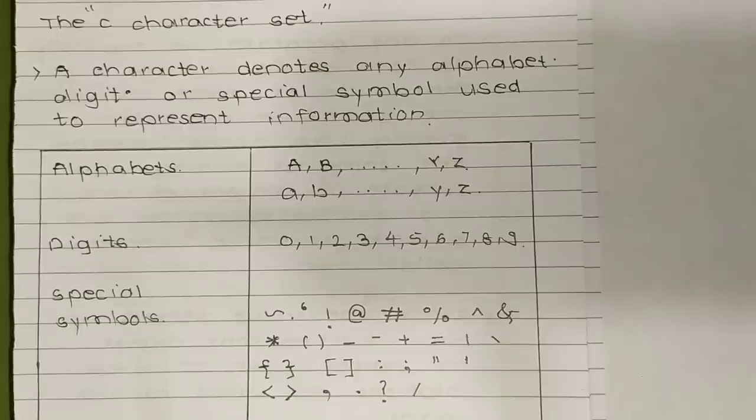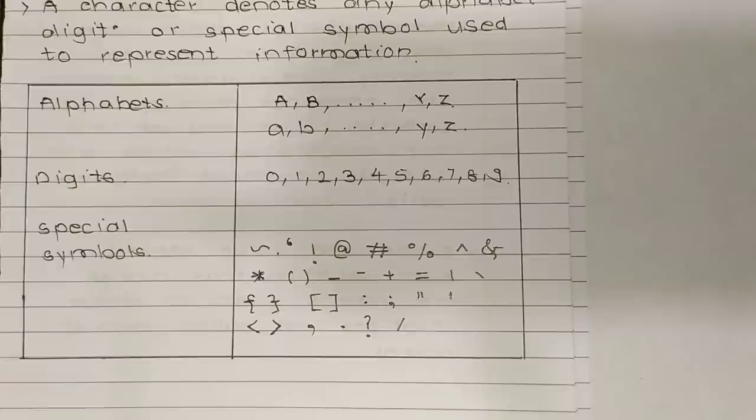First is alphabets. So capital A, B up to Y, Z. These are the capital letters of the English language. Now small a, b up to y, z. These are the small letters in the English language. Digits from 0 to 9. Now special symbols are these.